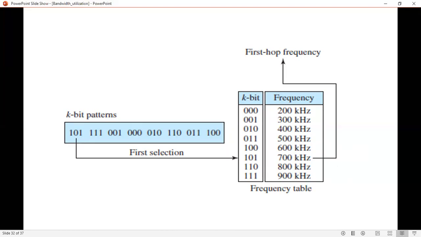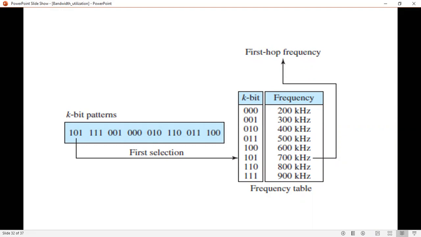At hopping period 1, the pattern is 101. The frequency selected from the table is 700 kilohertz. See, in the frequency table, when you have k-bit 101, the frequency is 700 kilohertz. Now the source signal modulates this carrier frequency, and then it is sent.